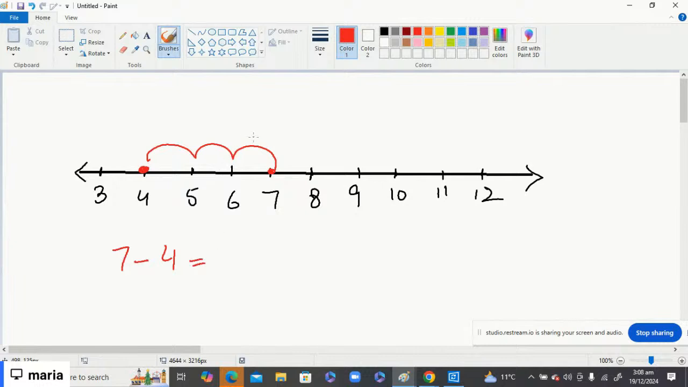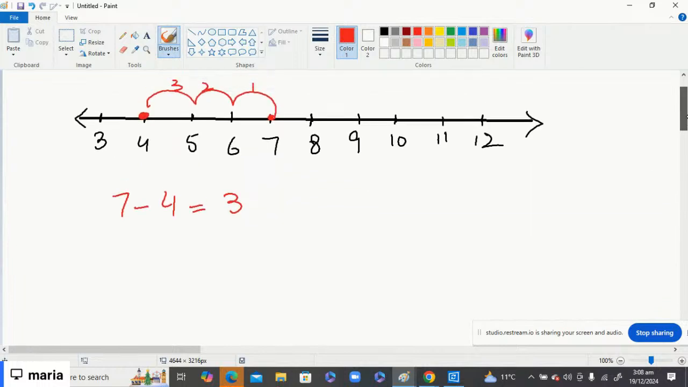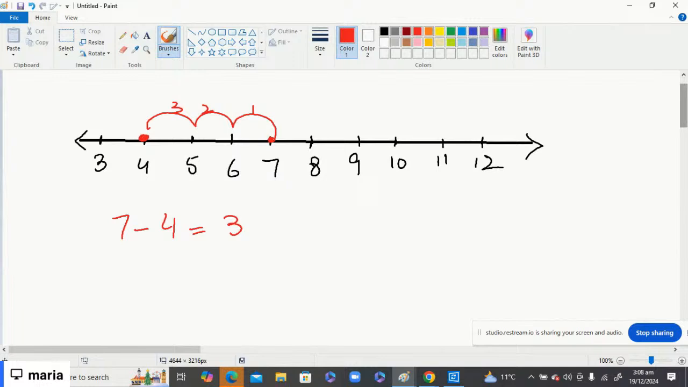So what is the answer? It's 1, 2, and 3. Here is the answer, 3. Okay, this is the answer, that is 3. Understand? This is the way that you are going to use the number line.